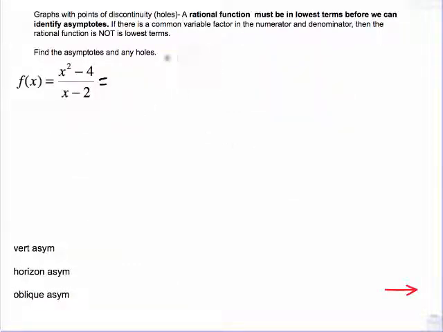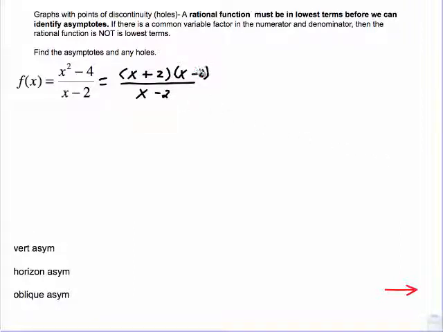We have to talk about something called points of discontinuity, also known as holes. This has not been an issue yet, and here's the deal. A rational function must be in lowest terms before we can identify asymptotes. I haven't had to mention this before because all of the functions we've done have been in lowest terms. But if there's a common variable factor in the numerator and denominator, then the rational function's not in lowest terms. So we've got to get it in lowest terms, which means factor the top and the bottom here. The top is the difference of two squares, so x plus 2 times x minus 2 over x minus 2. So you can see now that it's factored that this function was not in lowest terms.